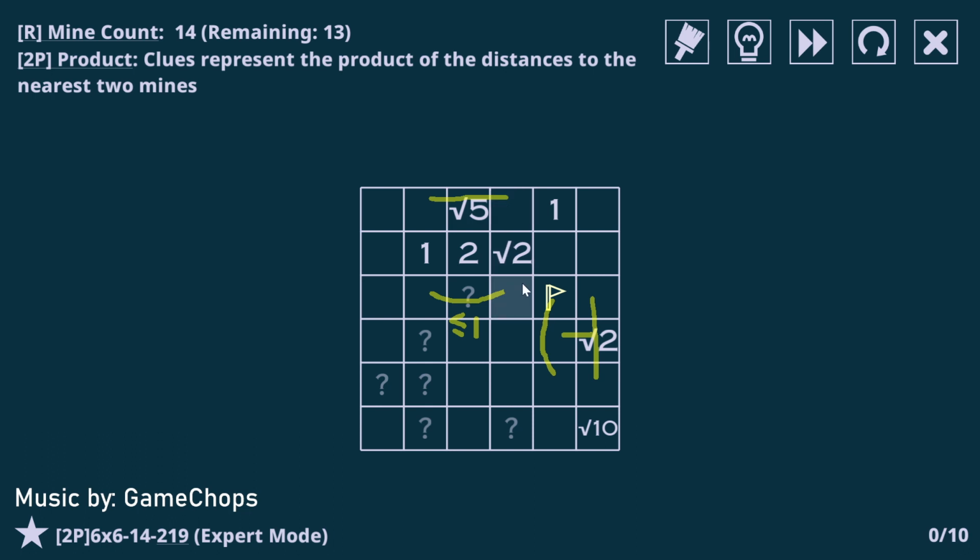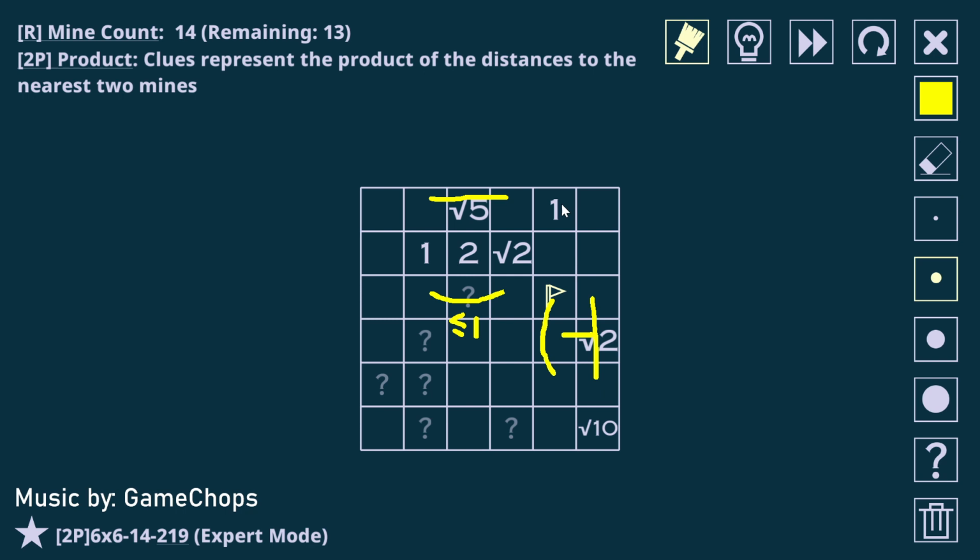The root 2 says exactly one of those are mines. Exactly one? What if none of them were mines then? What if this one was the mine? Oh, wait, no, I was gonna say something. No, that's stupid. If that was the only mine, for example, then this is a mine, and then this would have to be a mine.